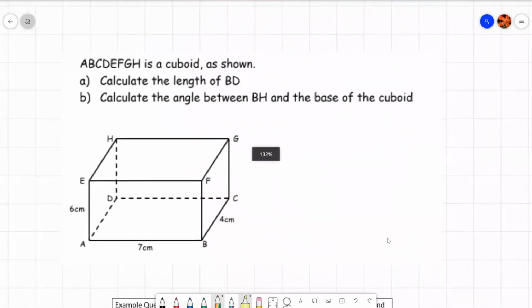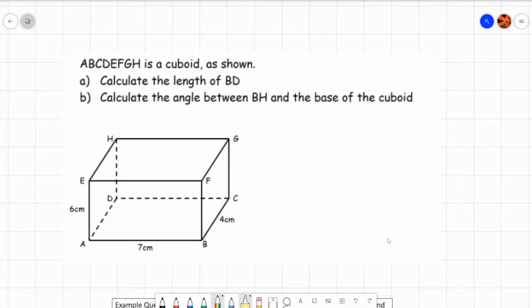The first question here is ABCDEFGH is a cuboid as shown. The first part of the question says calculate the length BD, and the second part of the question says calculate the angle between BH and the base of the cuboid. So the first part says calculate the length of BD.